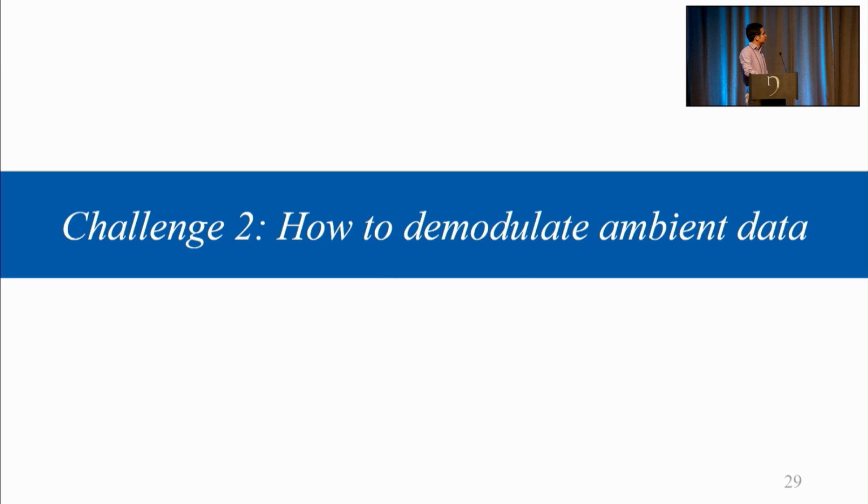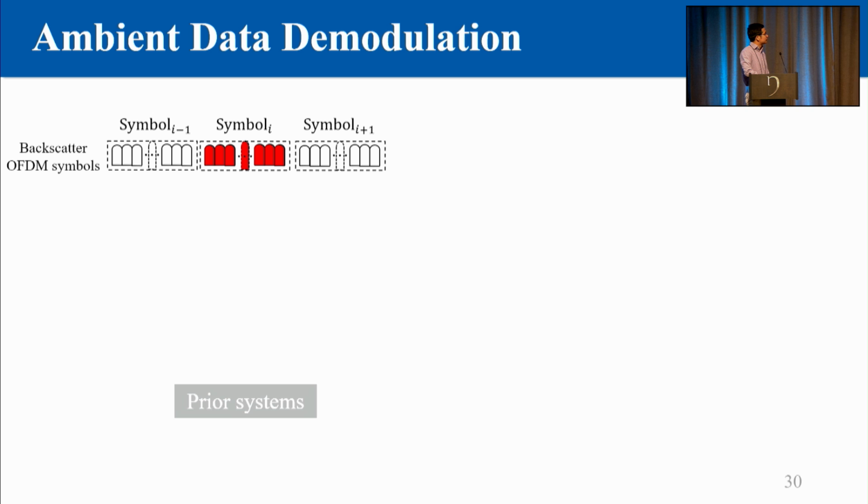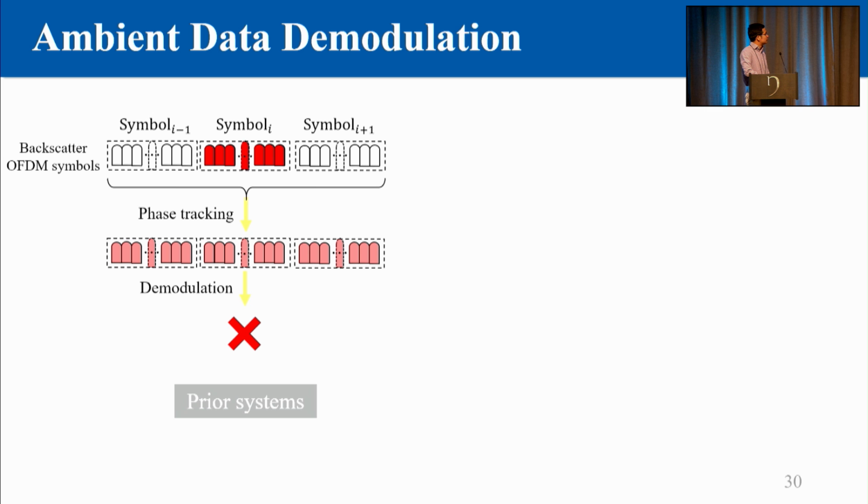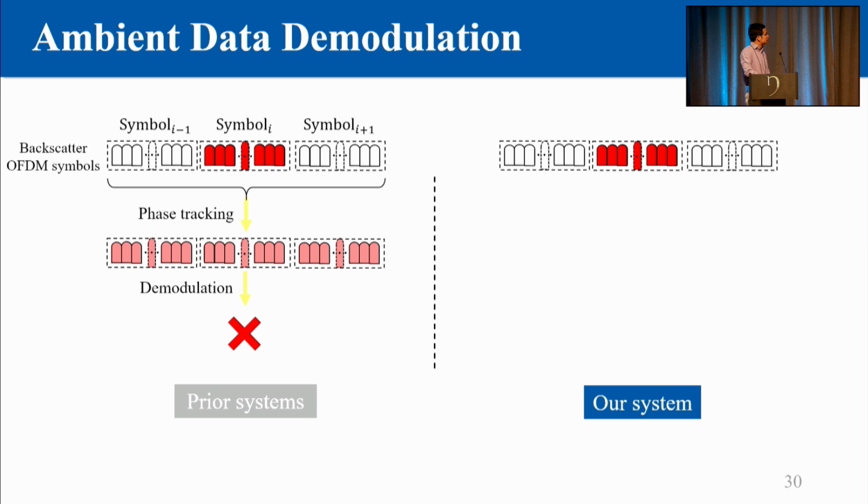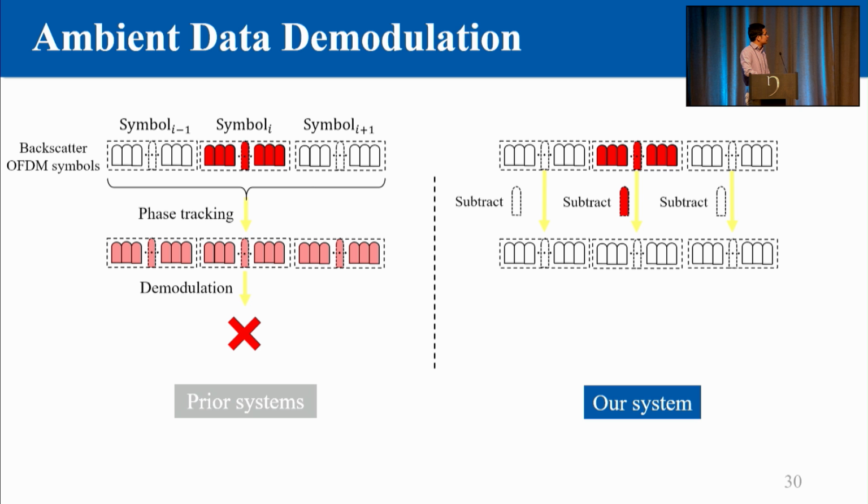Now it comes to the second challenge: how to demodulate ambient data. The backscatter OFDM symbols experience different channel conditions due to tag modulation. We noticed that the phase tracking, which is operated over symbols, works badly when demodulating ambient data from backscatter signals. Thus, we propose a customized phase tracking scheme. We first subtract the zero subcarrier phase, which contains tag phase and CPE. Then we use standard Wi-Fi phase tracking and demodulation to successfully recover all the ambient data.